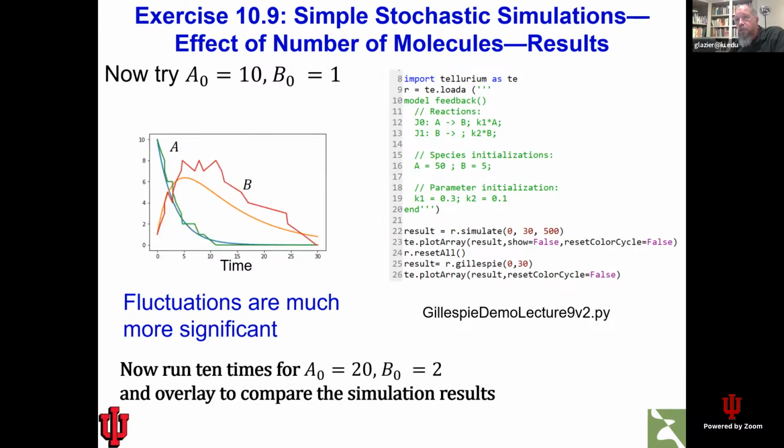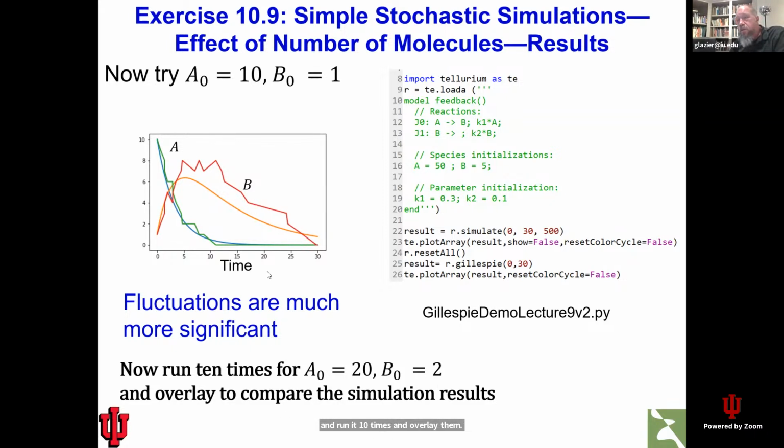Yeah. So now, if I start with 10 and 1, well, the A curve, maybe I could get away with it, but the B curve looks nothing like the predicted value. Now, let's back off a little bit. 10 and 1 is a little too extreme. Let's go back to 20 and 2 and run it 10 times and overlay them.